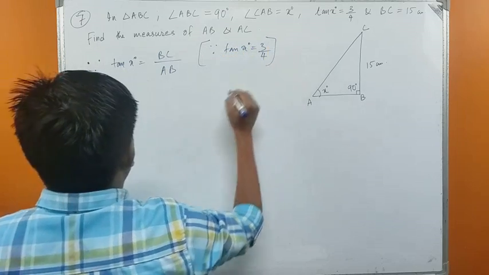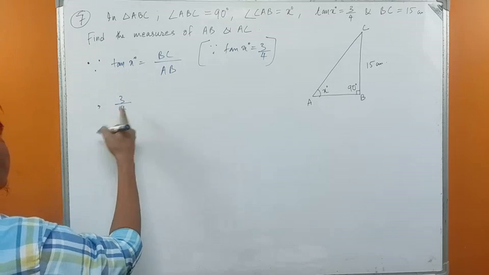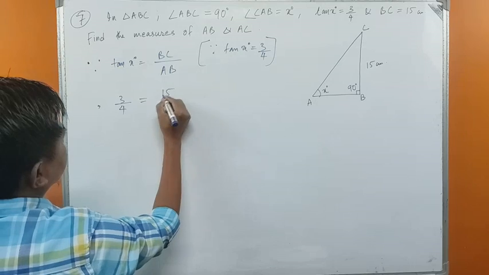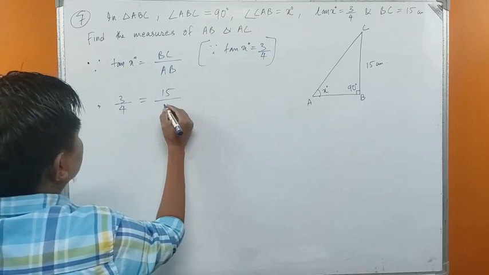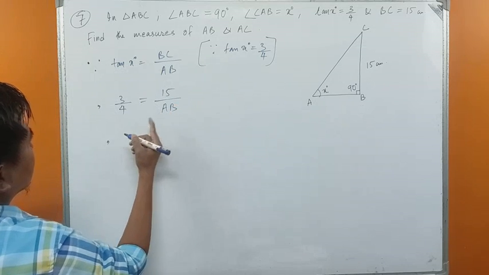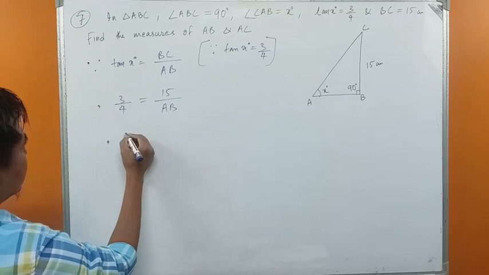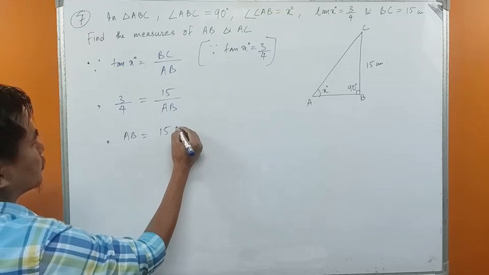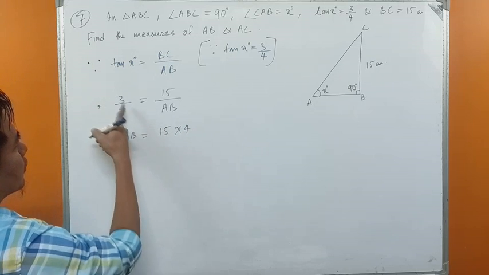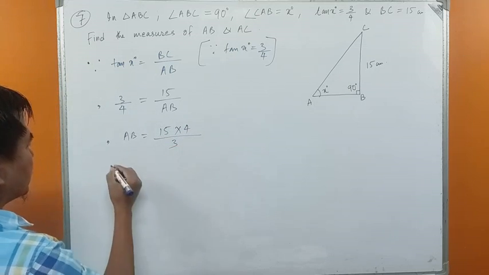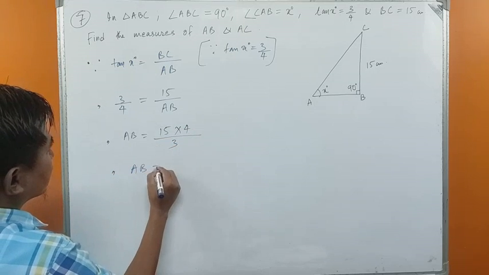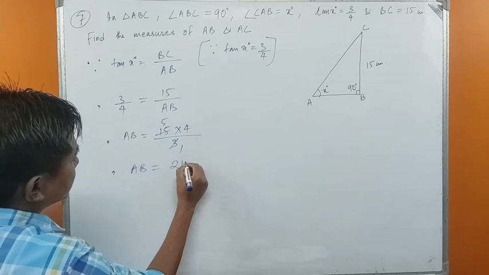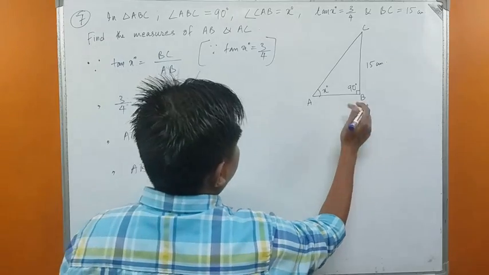Now instead of tan x degree I write 3 upon 4 equals to BC. BC is given to us 15, isn't it? BC is 15. And what is AB? AB is unknown to us, so let us write AB. Or let us cross multiply and bring this AB to the numerator here. AB equals to 15 is in the right hand side. This 4 from the denominator goes to the numerator, and this 3 from the numerator comes down to the denominator by cross multiplication. Or AB equals to 3 1s are 3, 3 5s are 15. So 5 into 4, isn't it? 5 4s are 20 centimeter. We found AB. AB is 20 centimeter.